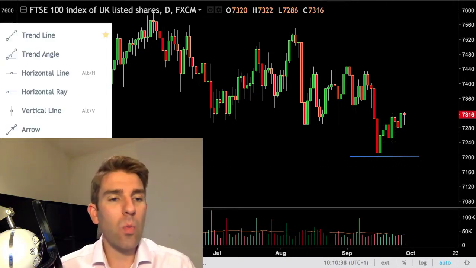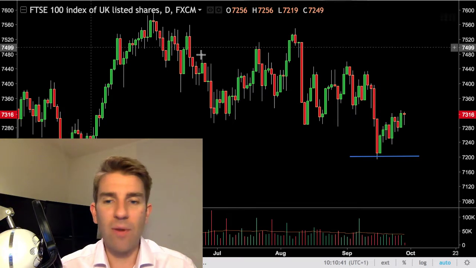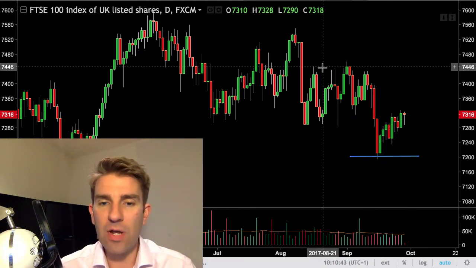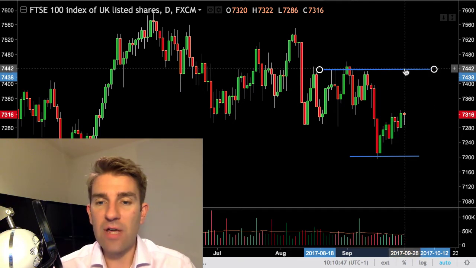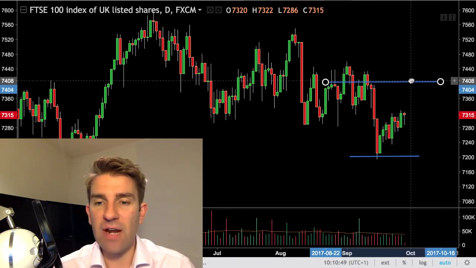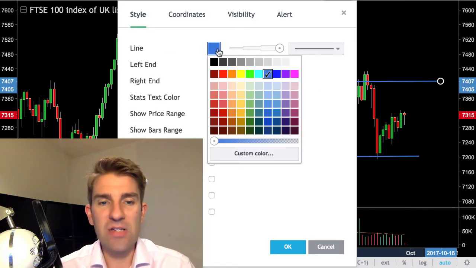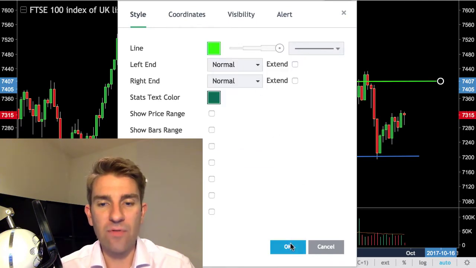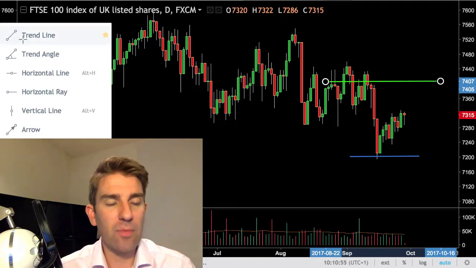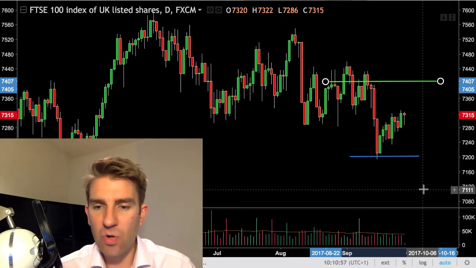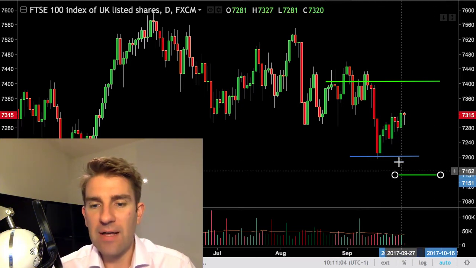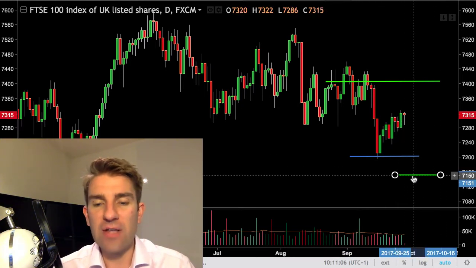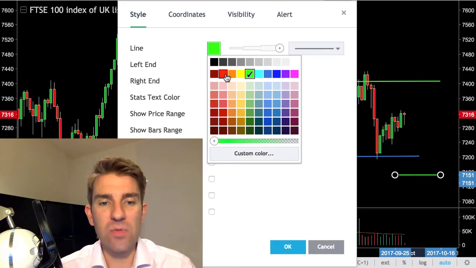Now if I buy at 7,200, where would my profit target be? I think we could push back up to this kind of resistance level here. Let's front run it a little bit and go to 7,400, and let's color that green so I know that's my profit target level or my limit level. And I just want to use a 50-point stop. I think that would be a good level for me to come out if I was wrong on that trade. So let's put that on red.